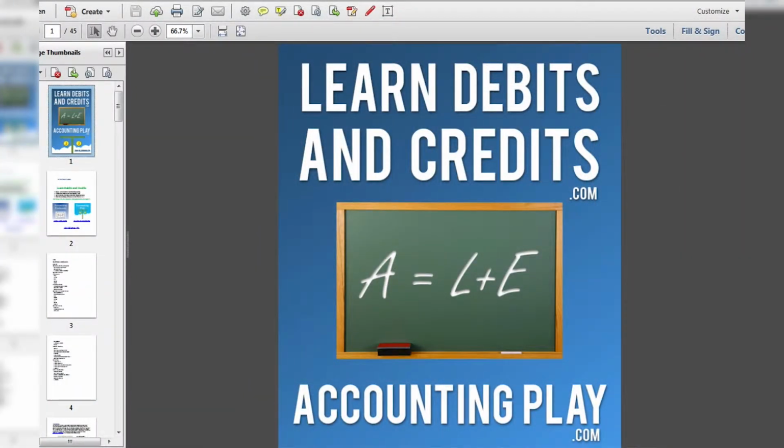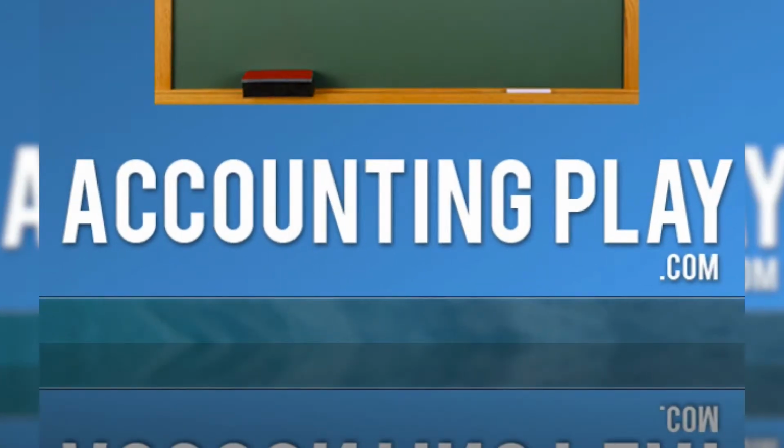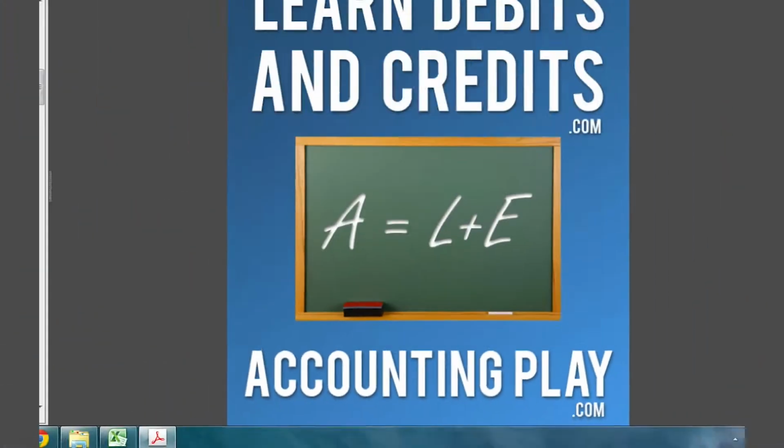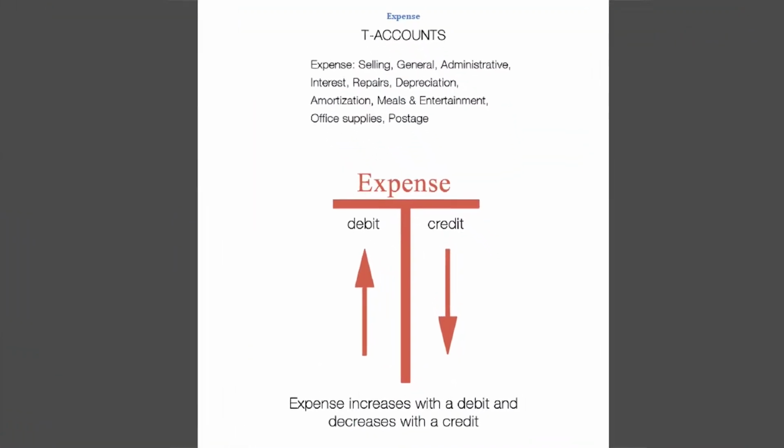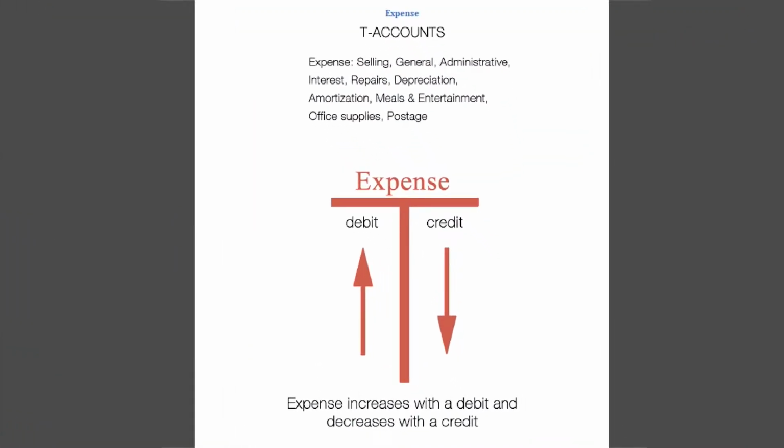All right, so here we are at the Learn Debits and Credits ebook. And I'm going to go ahead and pull up a simple little diagram. This is also on the app, Accounting Play, Learn Debits and Credits for iOS. It's a game that makes this a lot more fun. But here, we're talking about general expenses. Selling, general, administrative, interest, repairs, depreciation, amortization, meals and entertainment, office supplies, postage.